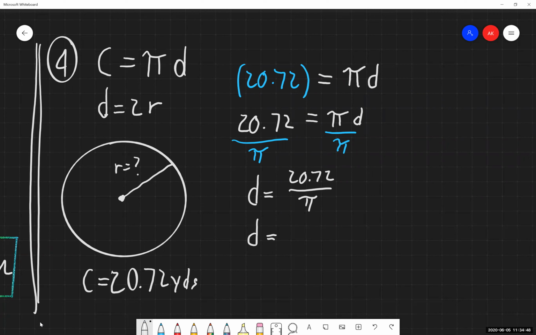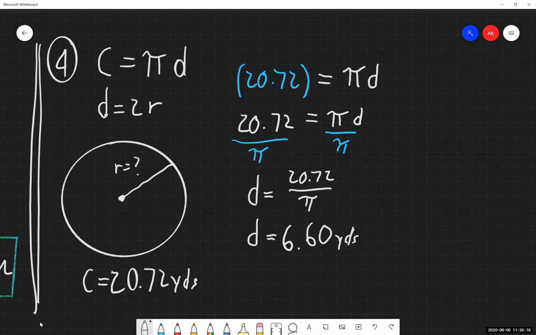And for the sake of time, I'm going to do this off screen, but we're just going to do 20.72 divided by pi, just like we did previously. We're being asked to round this to the nearest hundredths. Okay, so when I do this and plug that in, after rounding, I'm going to get the diameter of 6.60 yards.